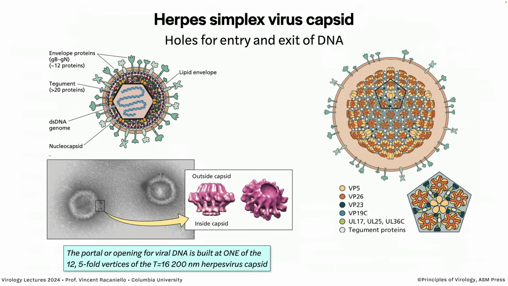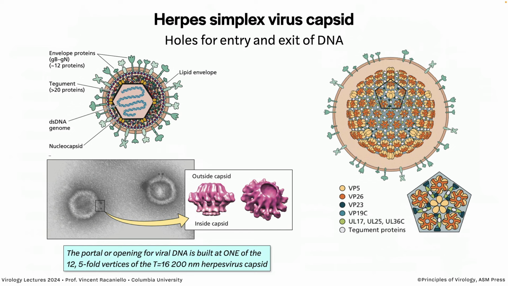And you can see here's an electron micrograph where they are using antibodies to one of the portal proteins to stain it. And you can see one portal protein there and one portal protein there. So it's at one of the five-fold vertices, and it's needed for entry and exit.